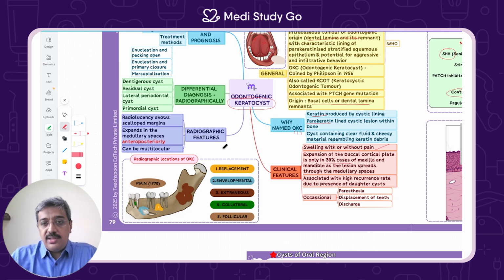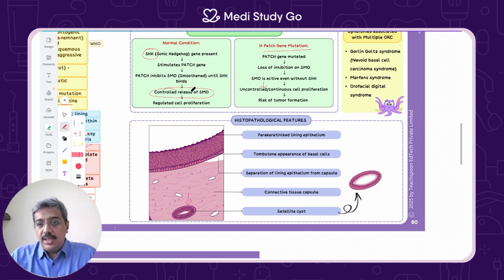So let's have a look at what the various radiological characters are. Basically, we see a scalloped appearance. Anterior-posteriorly it can be multilocular. And since the collateral variant is in between two teeth, we can have a differential diagnosis of lateral periodontal cyst. The follicular variant can give you a differential diagnosis of dentigerous cyst. So let's have a look at the histology of this particular entity.